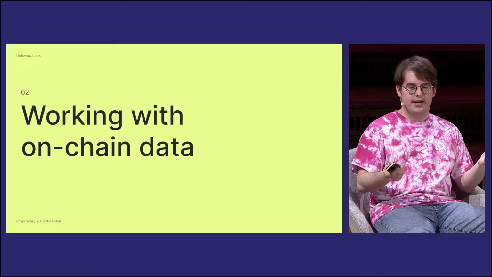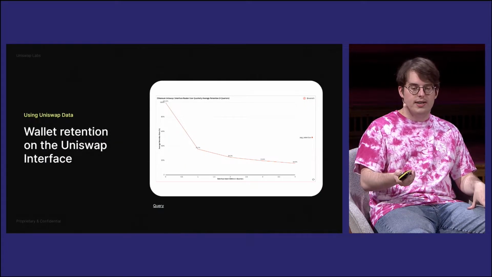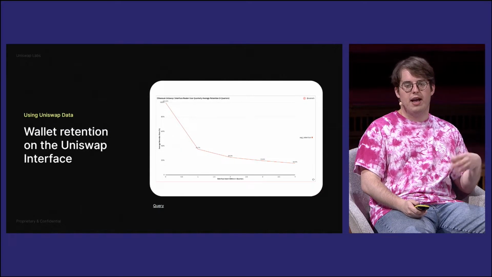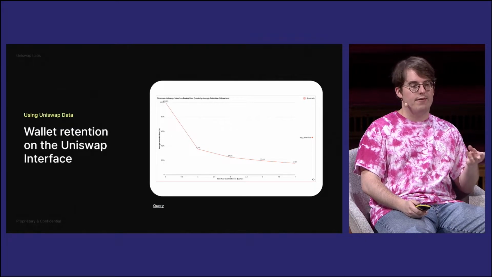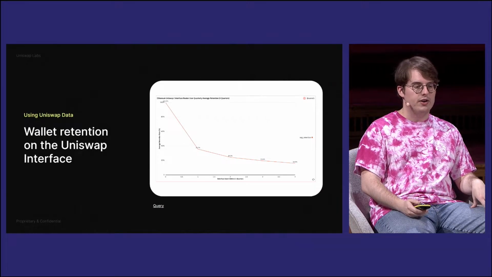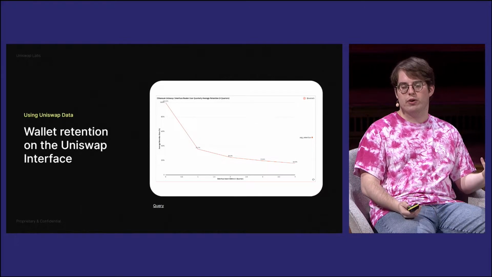So, working with on-chain data, first we have a plot of wallet retention on the Uniswap interface. This chart shows how many users come back a quarter to 4 quarters after their initial swap. This query exclusively uses the dex.trades table. The y-axis is average user retention, and the x-axis is the quarters after their initial swap.